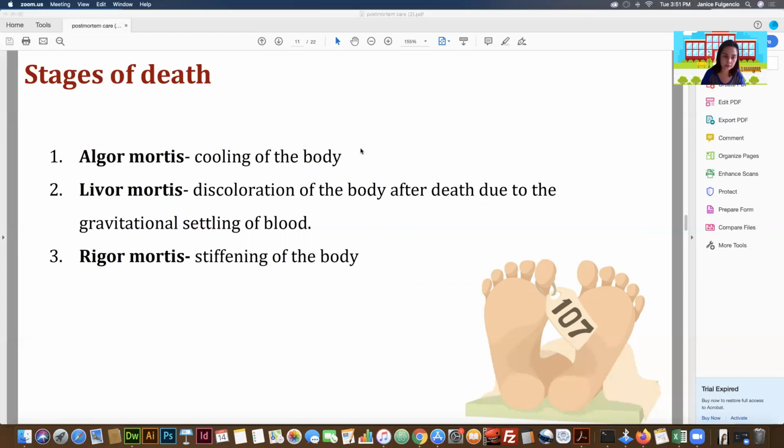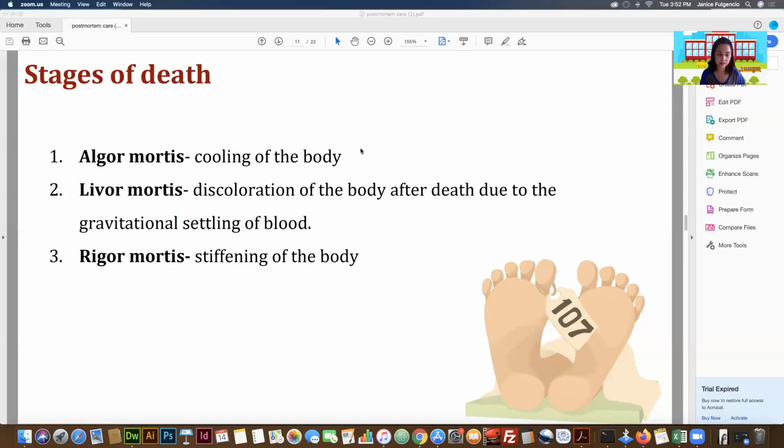Then next is L. Livor mortis is the discoloration of the body after death due to the gravitational settling of the blood. You will notice if you place the patient in a supine position, the blood by the force of gravity will go down, and almost all of the blood or bluish discoloration you will see on the back because the blood is settling down.